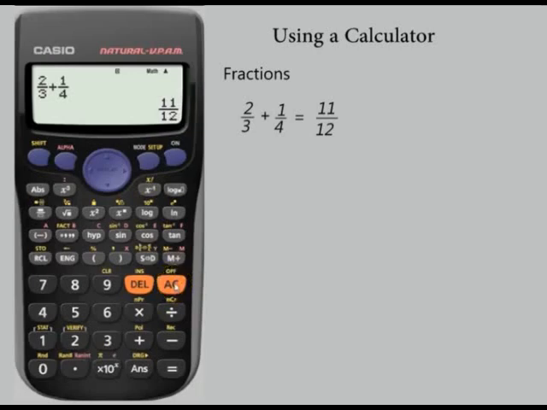Now we will use this answer in our next calculation. We have 11/12 here, and I want to do 1 minus 11/12. Instead of typing 11/12, we use the answer button located here. So 1 minus answer. Press equal and we get our answer, 1/12.